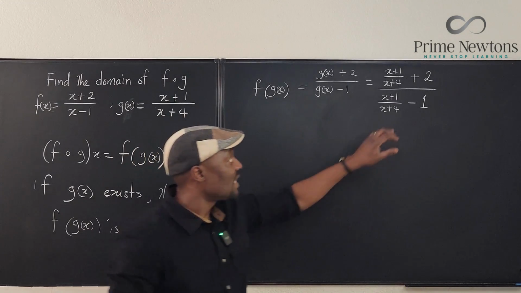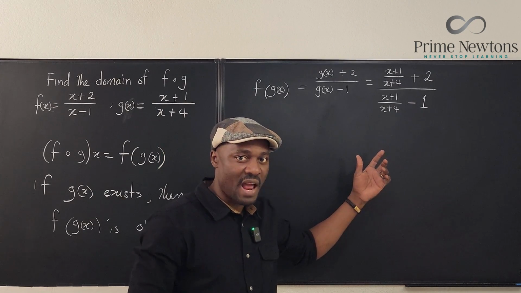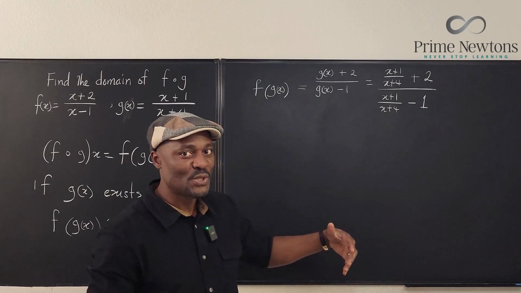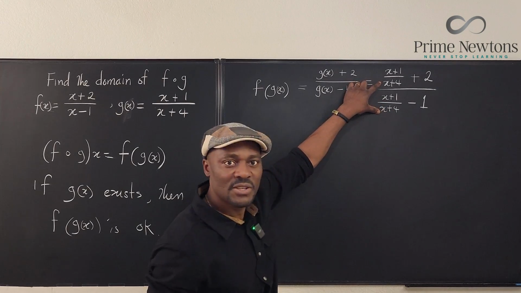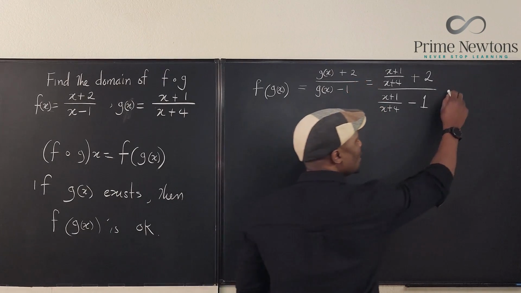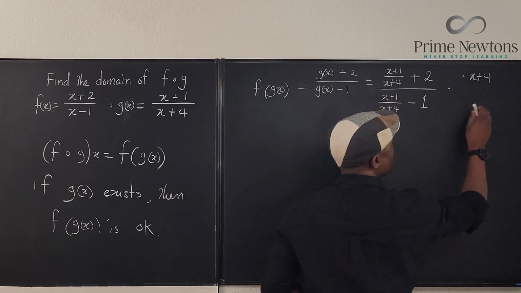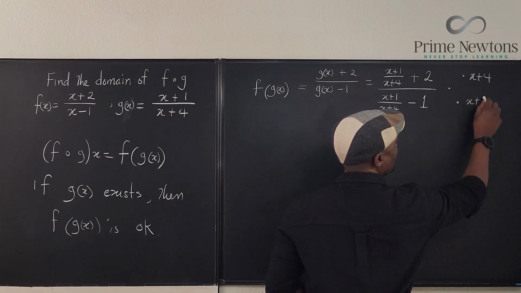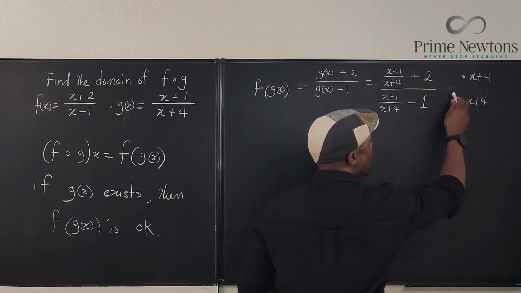So this is a complex fraction. In order to make a complex fraction not as complex, what do we do? We multiply the top and bottom by that denominator that's causing trouble. So what we're going to do is multiply this by x plus 4, multiply this by x plus 4. Okay, we're going to do the same thing. Multiply the top and bottom by x plus 4.